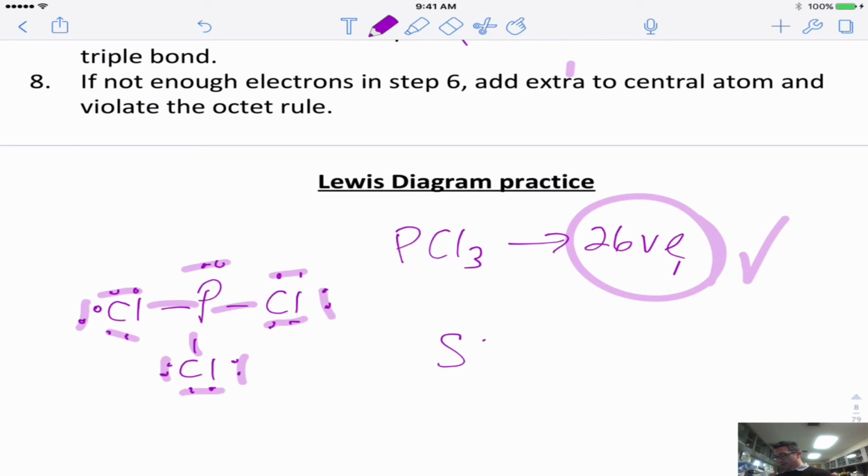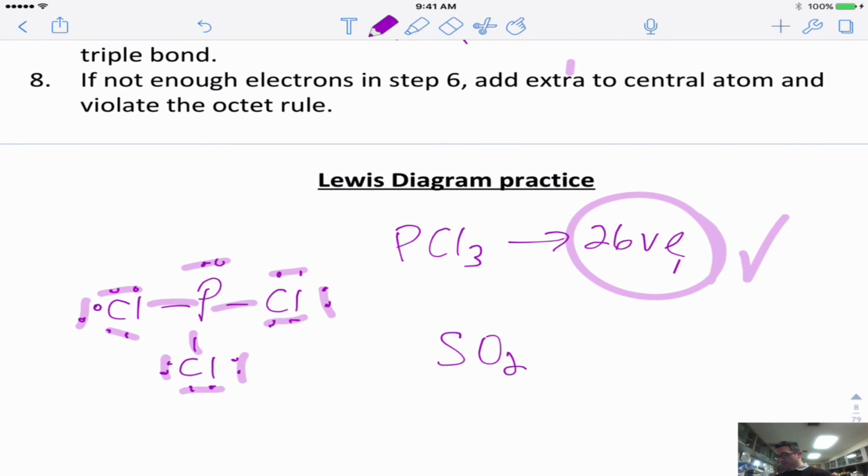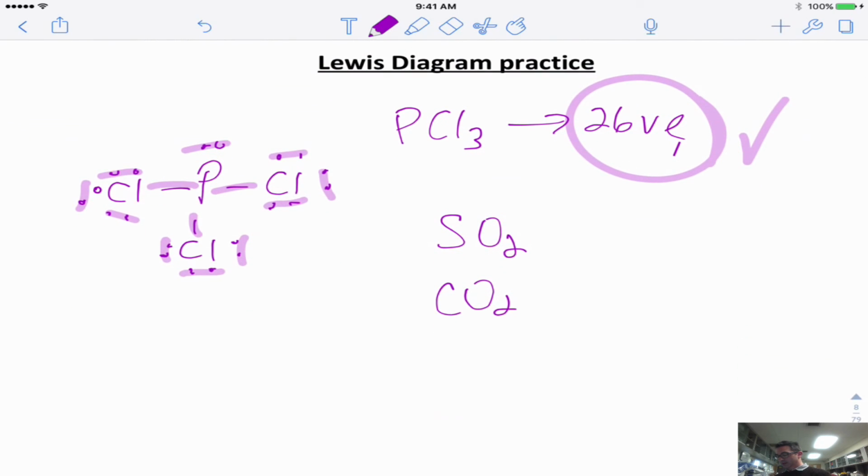Let's try something like SO2. Let's try something like CO2. Let's try something like HCN. All right, give it a try. Let's see how you do. I'll give you one more. Let's do OF2. And tomorrow we'll go over this.